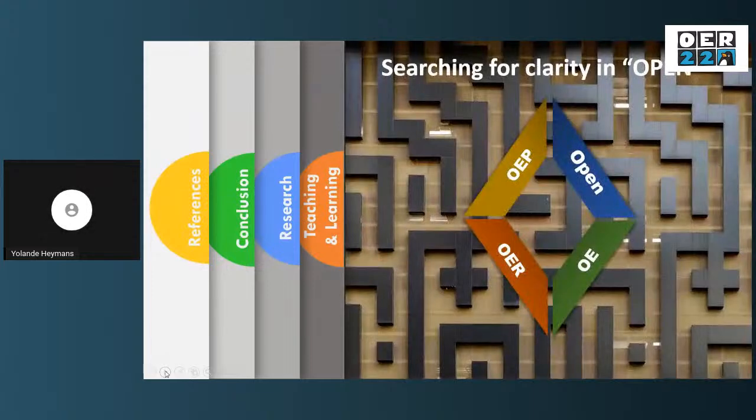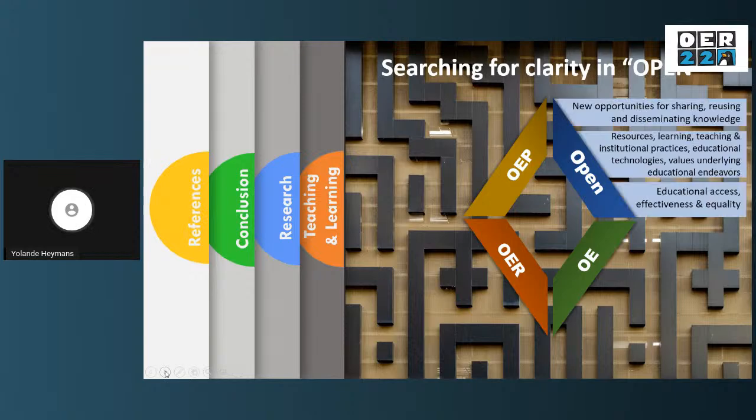So let's start with the concept open, and this is how we perceive this. The rapid expansion of the World Wide Web and ICT integration have enhanced the notion of openness. Kruinen states that open refers to resources, artifacts and their use, learning, teaching, and institutional practices, the use of educational technologies, and the value underlying in educational endeavors. According to Chiapi and Adame, it is essential to ensure educational access, effectiveness, and equality in the 21st century, and for this to happen, higher education needs to adopt a sense of openness.